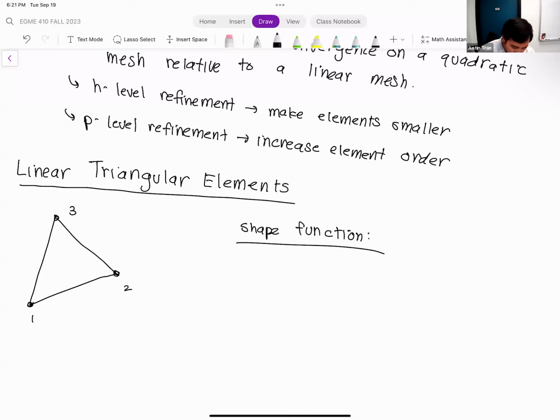So drawing the shape function, or writing out the shape function for this, we're going to see it has three terms to it.